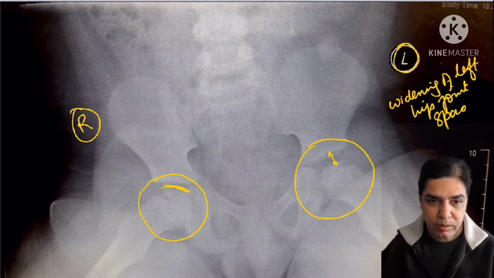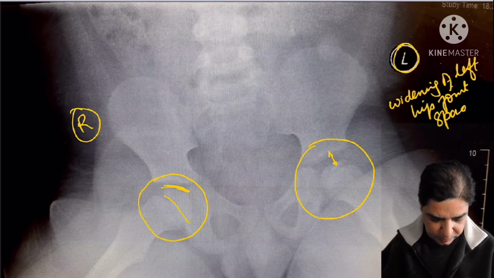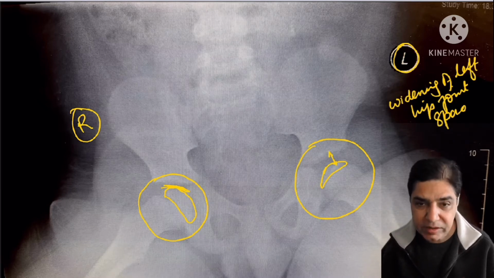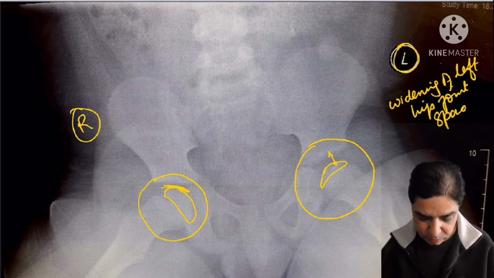And then if you compare the head of the femur in both cases, here is the head of the femur, and if you look on this side, this seems quite flattened as compared to the other side. So you see there is flattening of the head of the femoral bone here on the left side with an increase in the joint space, and this means that there has been some form of bone resorption.